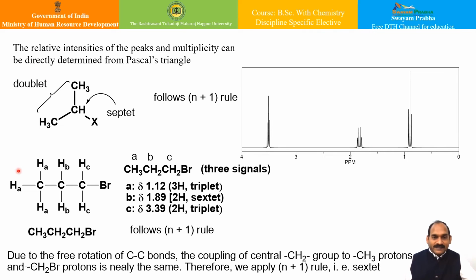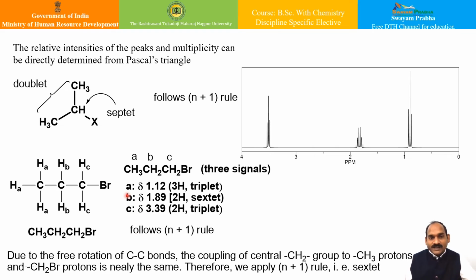Similarly, this is another interesting example. You can see over here the split molecule is shown. The relative intensities of the peaks and multiplicity can be directly determined from the Pascal triangles that we have seen. So if you see this particular molecule, you will get a septet for it, isn't it? Now, why a septet for this particular proton? Because you have three protons from here and three protons from here, and therefore there are in all 6 protons. So 6 plus 1, you will get a septet for this particular compound.